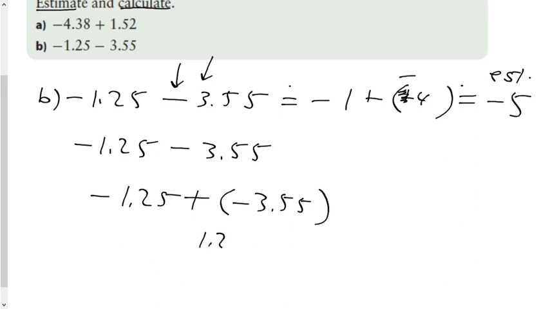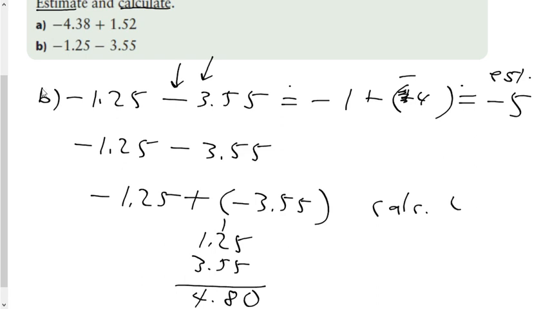So I take my 1.25, I take my 3.55, I line them up. I'm simply going to add them together. 5 plus 5 is 10. 2 plus 5 tenths is 7 tenths, plus 1 is 8 tenths. 1 plus 3 is 4. So my actual calculation is going to be 4.80 or 4.8 negatives.